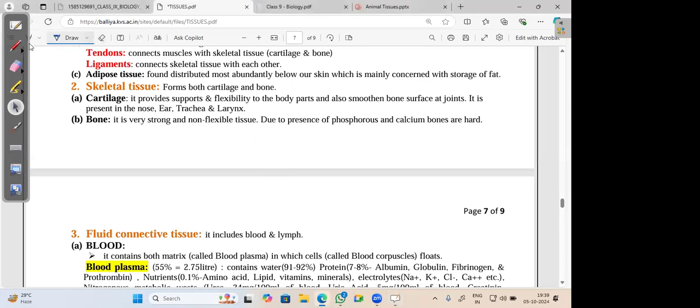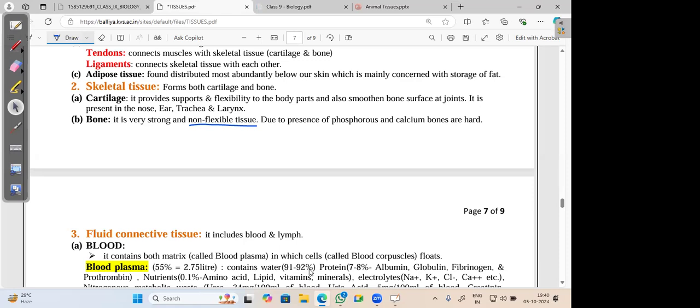Okay. So bone is a non-flexible tissue. It is not flexible. What is the purpose of a bone? The bone provides a shape to the body. All right. The function of the bone is providing shape to the body. So the shape of the body is provided by a bone.